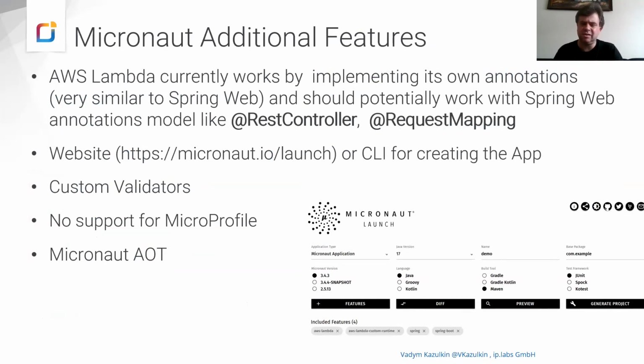So the same stuff. Also, they should potentially support Spring annotations, but this example didn't work for me. So I only got it right with Micronaut's own annotations, but they advertise that they support the same stuff. You can use the CLI or website for creating the application, for pulling your dependencies. They support custom validators. They have no support for MicroProfile, but they support Micronaut IoT for further optimization. I have slides for that, but I will skip over it. But you can discover it's also just decreasing the cold start.